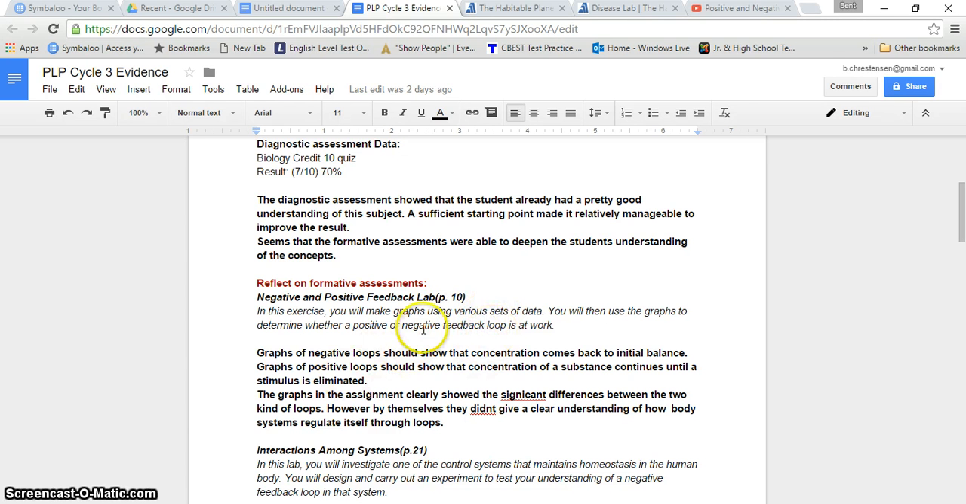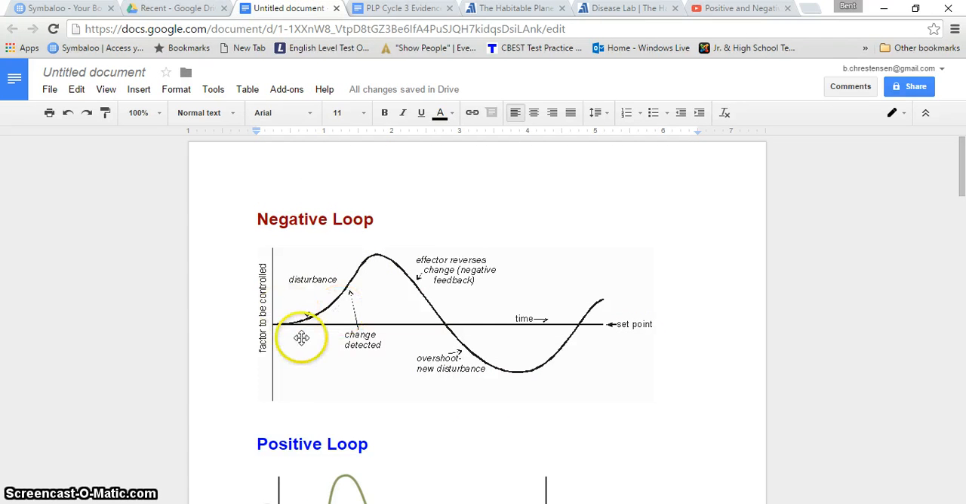The formative assessment she worked with was making graphs of negative loops and positive loops. Her negative loops looked like this, where you had a disturbance and an increase of a certain substance, and then after a certain period it came back to balance. And you could have another disturbance and it would come back to balance. That's what a negative loop is supposed to look like, and that's how my student's graphs looked.